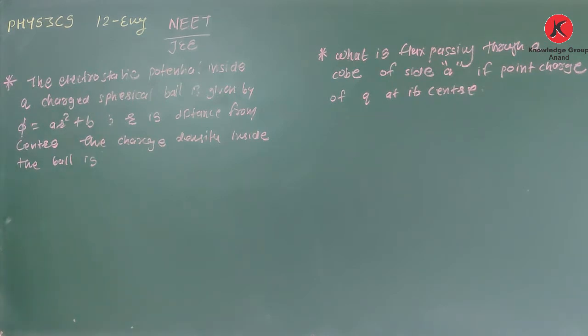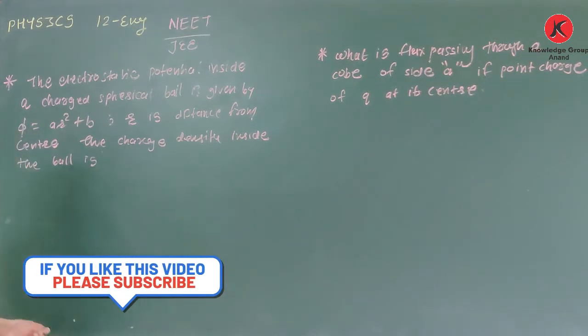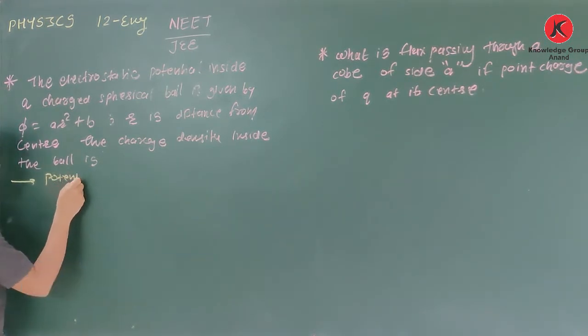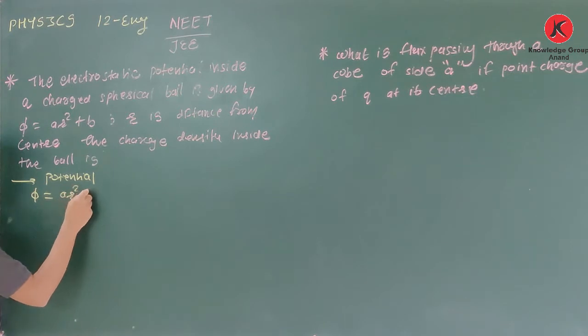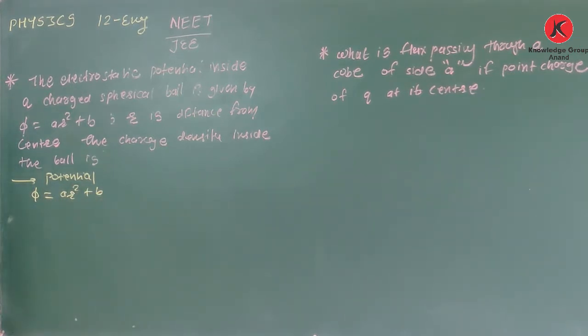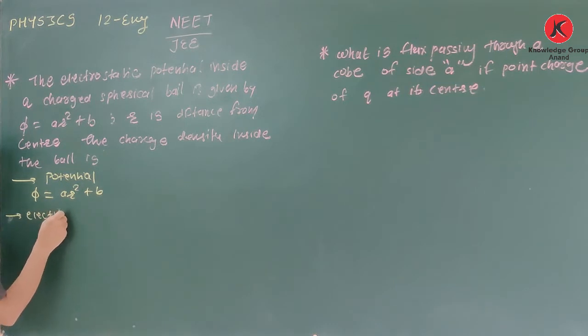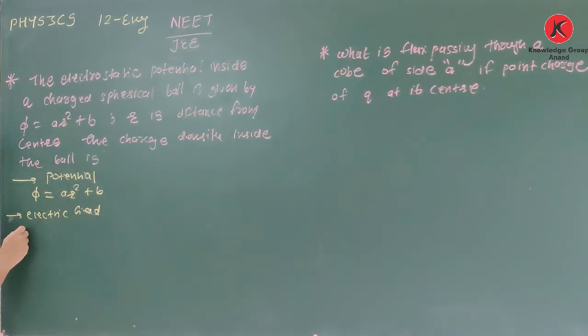Now, next question. The electrostatic potential inside a charged spherical ball is given by phi is equal to A R square plus B, where R is the distance from the center. You have to find the charge density inside the ball. Potential phi is equal to A R square plus B. So what is the electric field? Electric field E is equal to minus d phi upon dr.